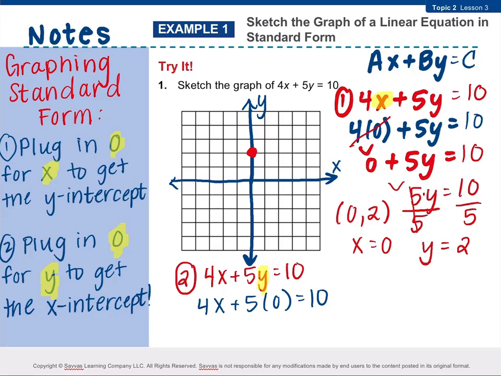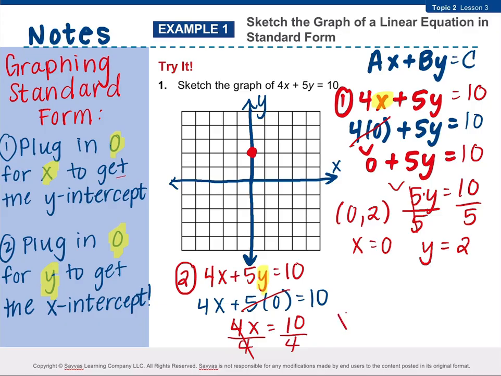And so that term is going to be eliminated, right? 5 times 0 is 0. So I'll just have 4 times x equals 10. So to get rid of the 4, I'll divide both sides by 4. 4 divided by 4 is 1x.